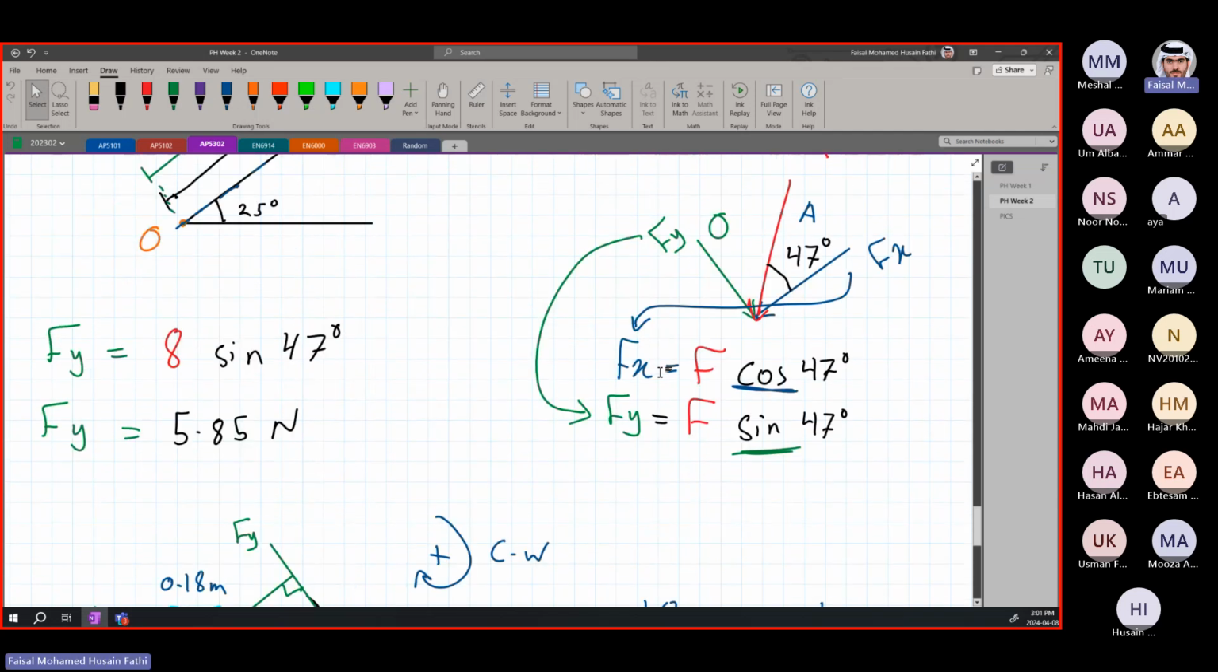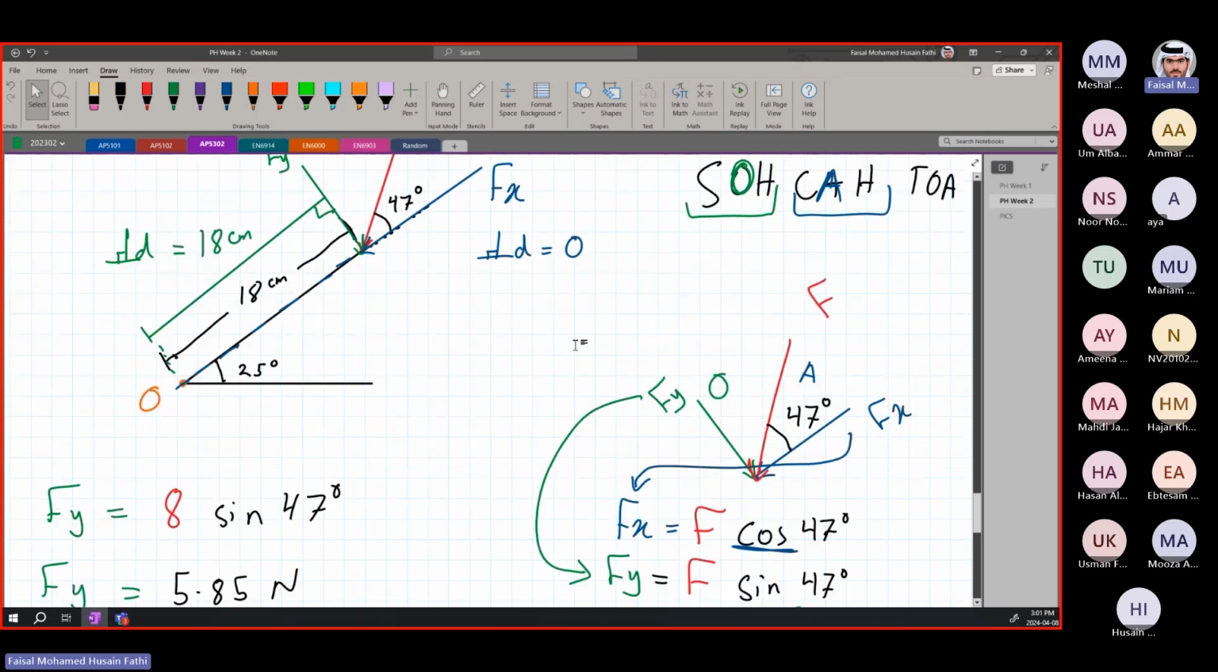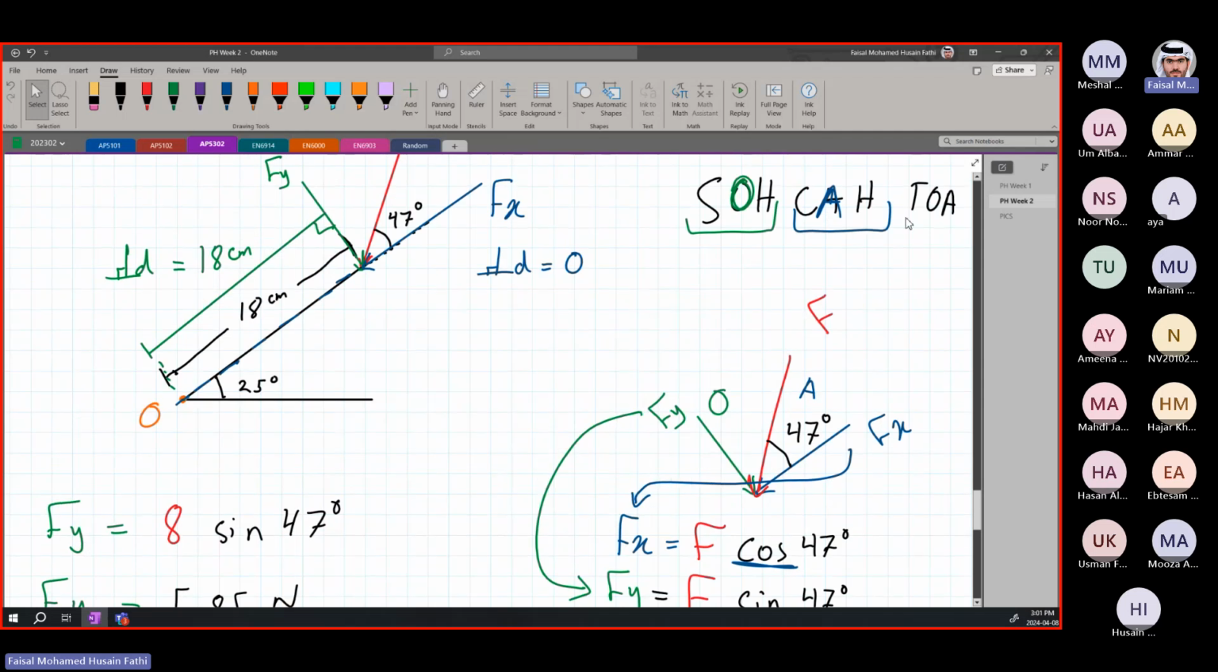So again, the reason this is sine is because we are following this rule over here. Then the opposite and adjacent. The angle given is this area, this location. This is the angle over here, 47. All right. If you remember SOHCAHTOA from triangles back in the day, we have opposite, we have adjacent, and we have the hypotenuse. Okay.